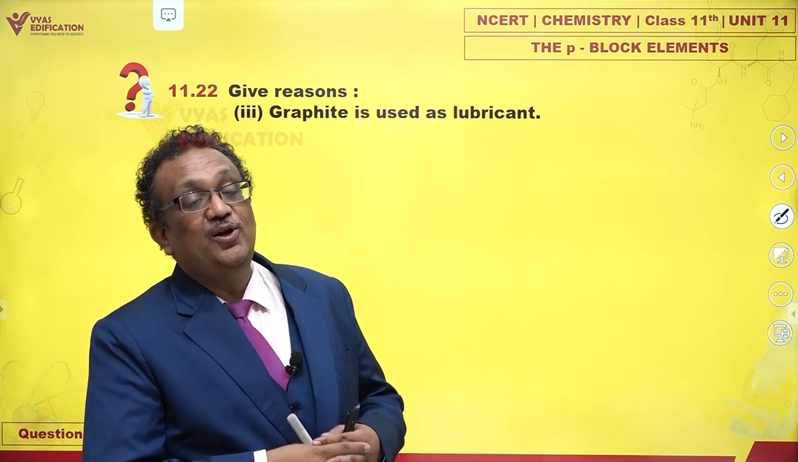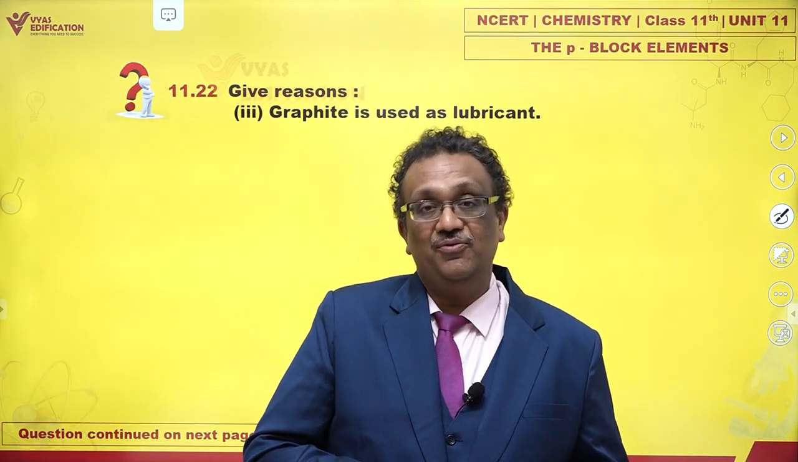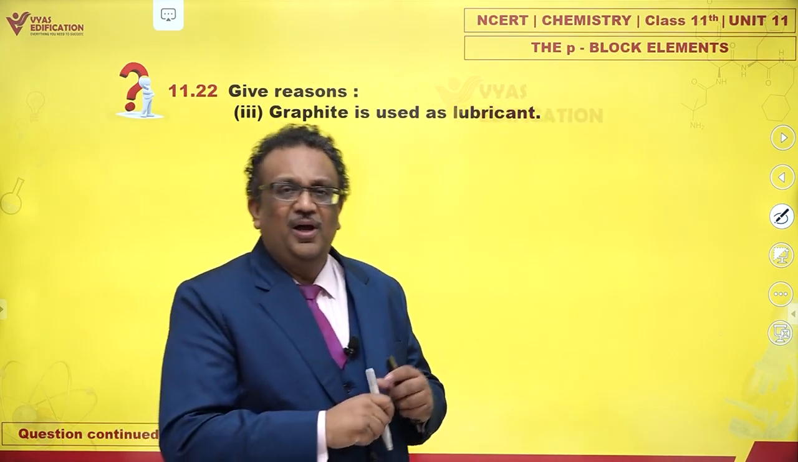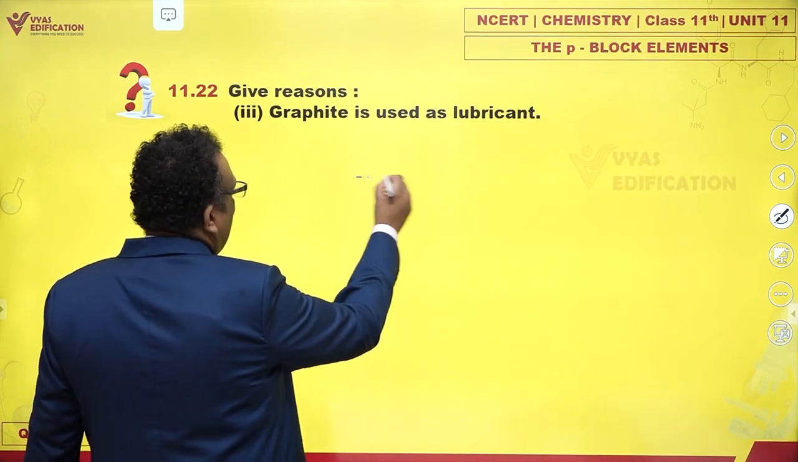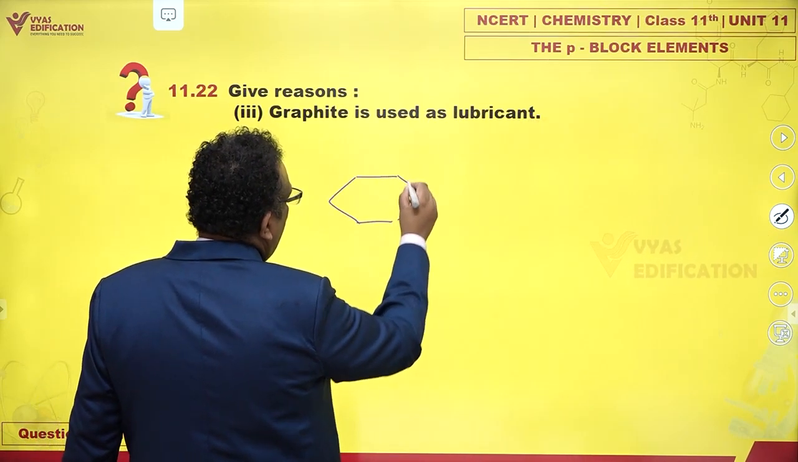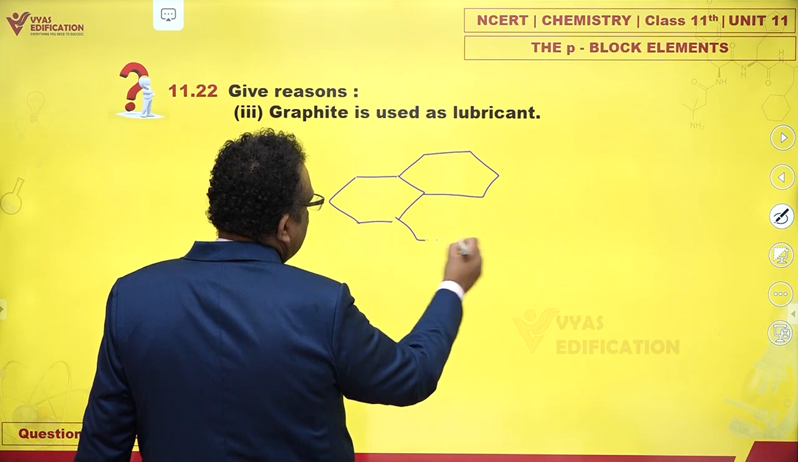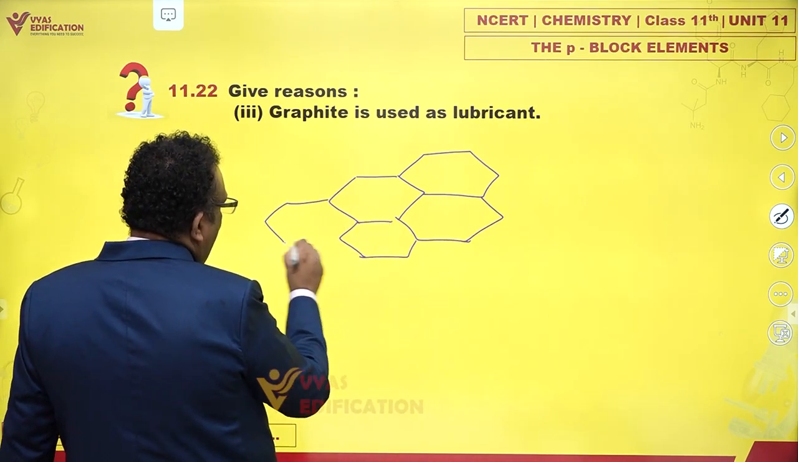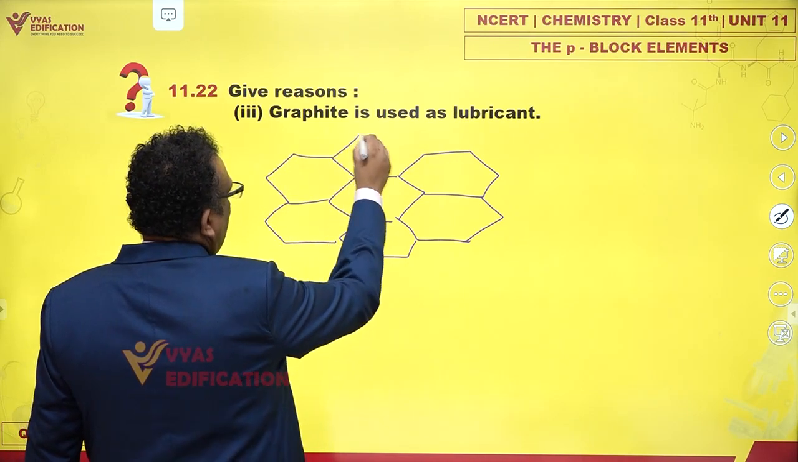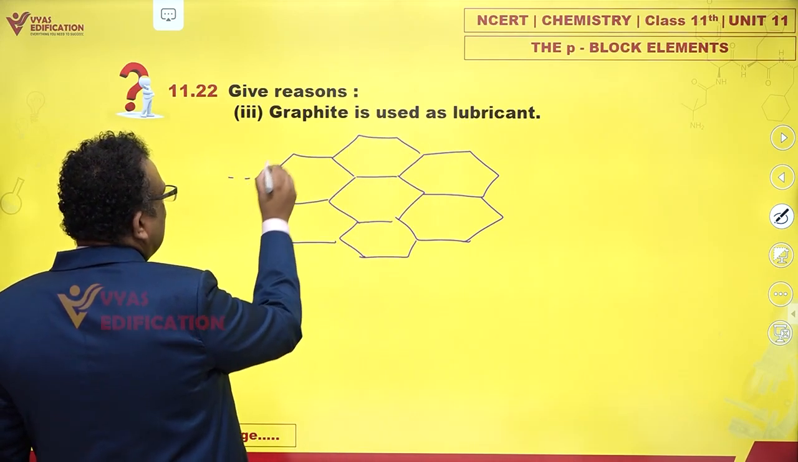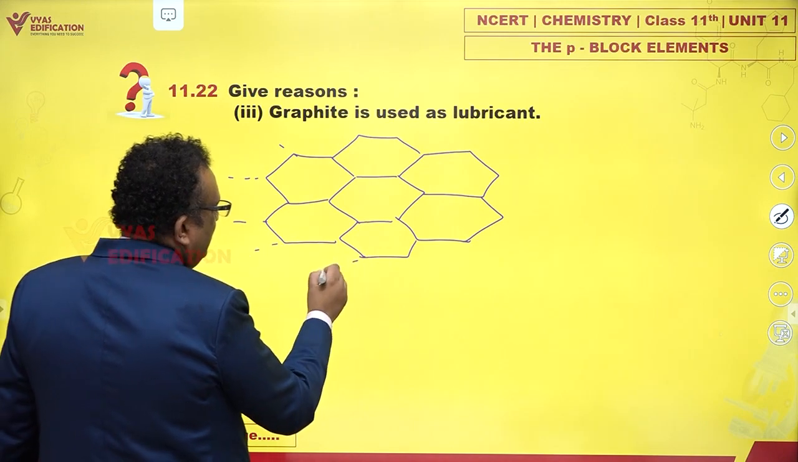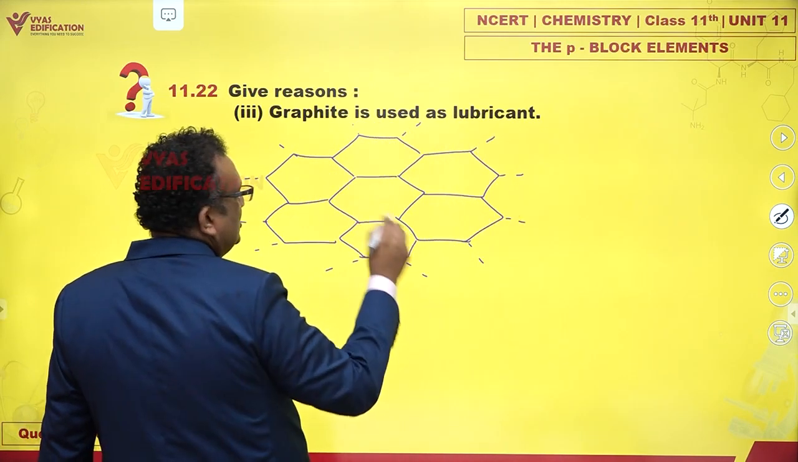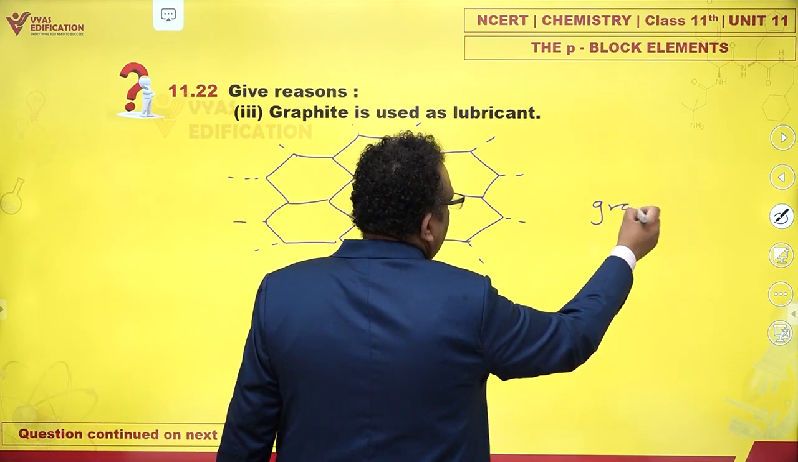Graphite is used as a lubricant. This is very interesting. Why? Actually, graphite consists of nice, beautiful, hexagonal rings of sp2 hybrid carbon atoms. So what? These rings are attached one after the other like this, and they just continue like this. This one flat layer is known by a very beautiful name. This is called graphene.